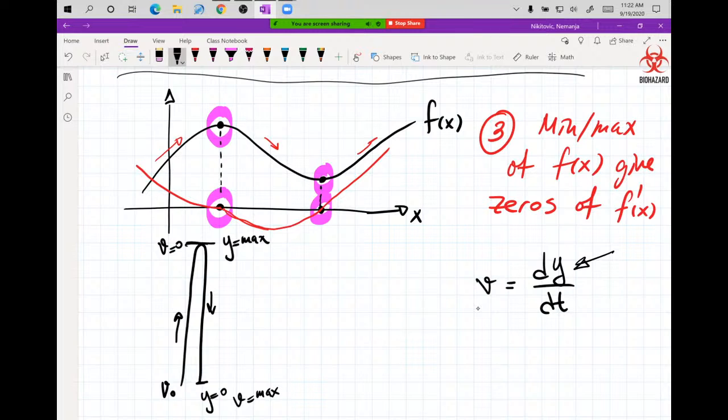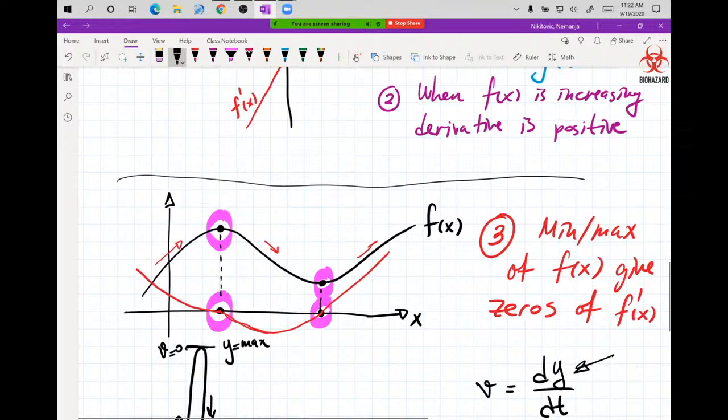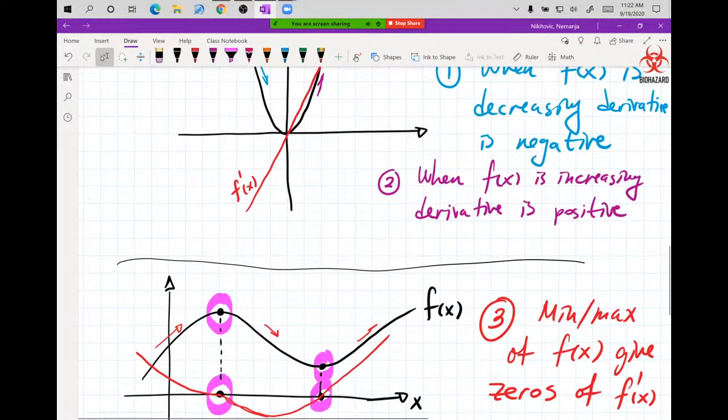Hold on. There we go. Much better. Now, we have three of these points now.